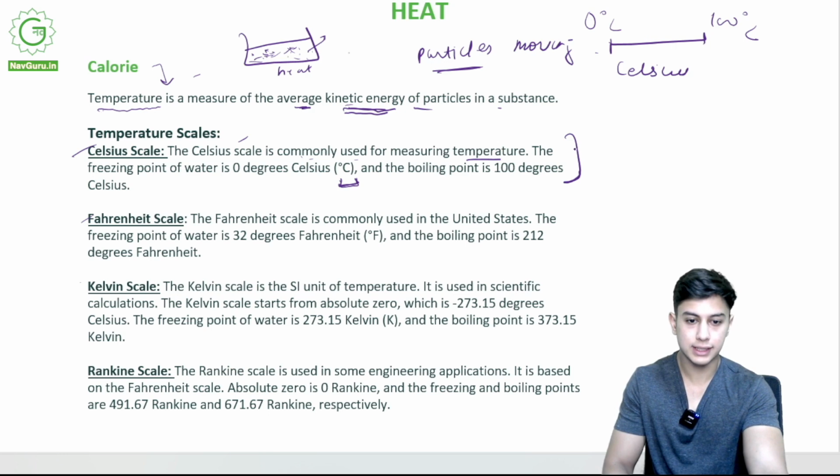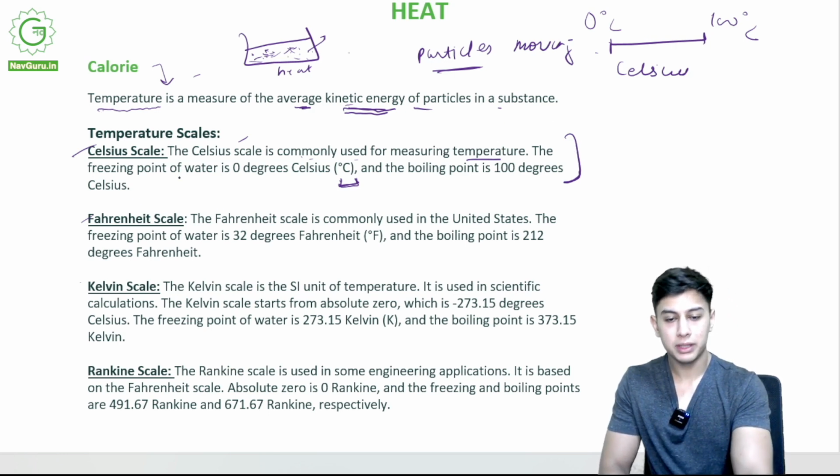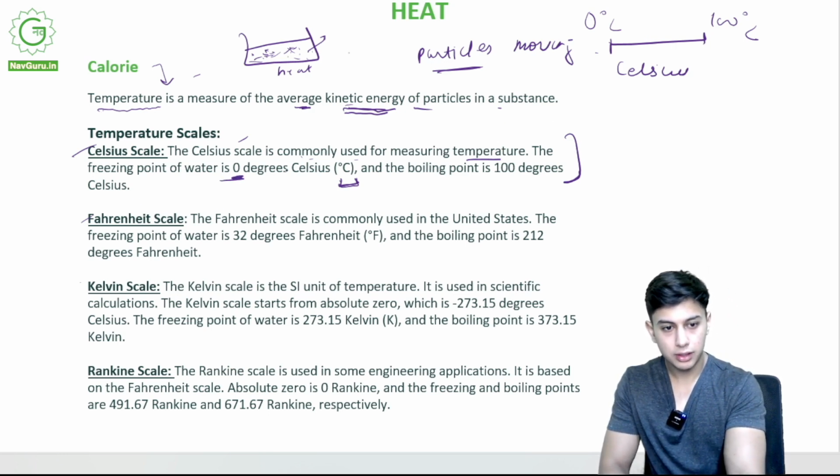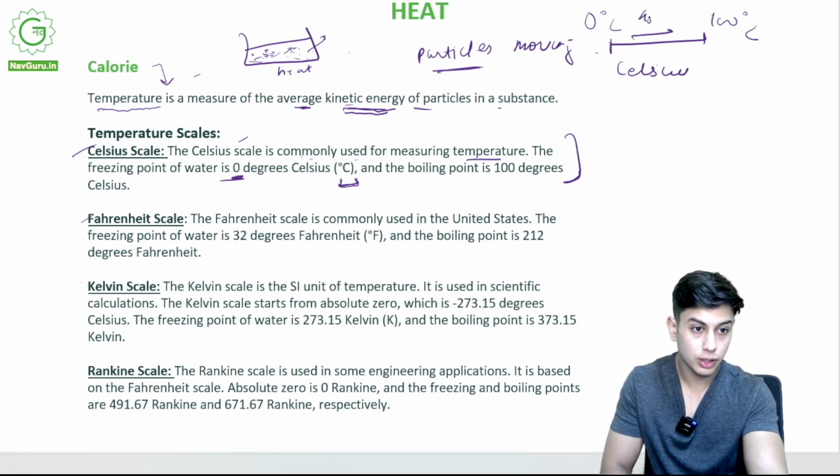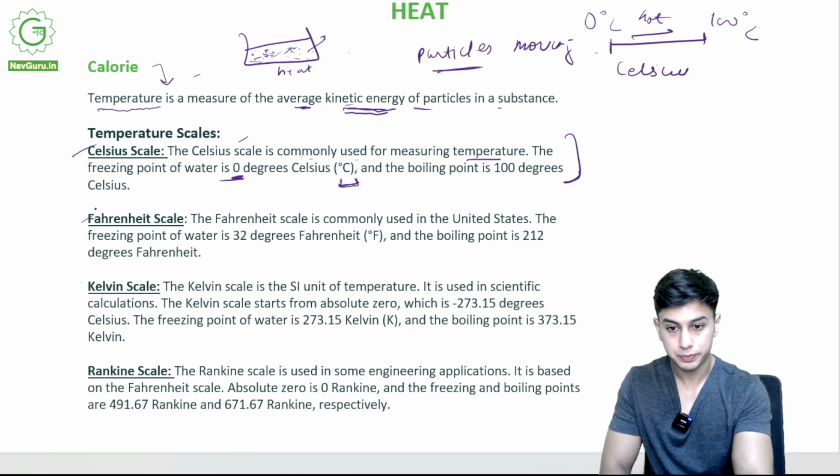Okay, the Celsius scale. Remember, the freezing point of water is 0. As we move hotter and hotter, the maximum temperature is 100 degrees Celsius.